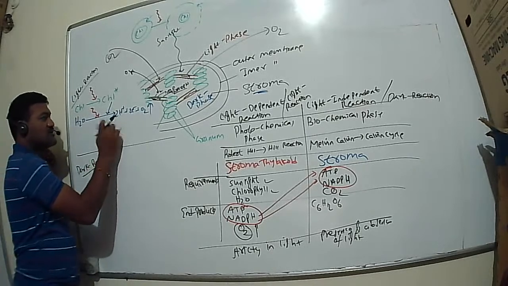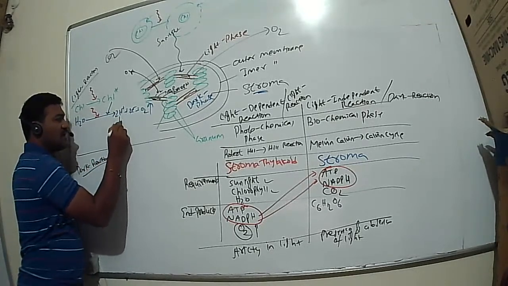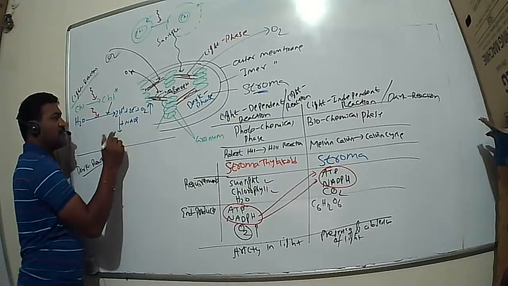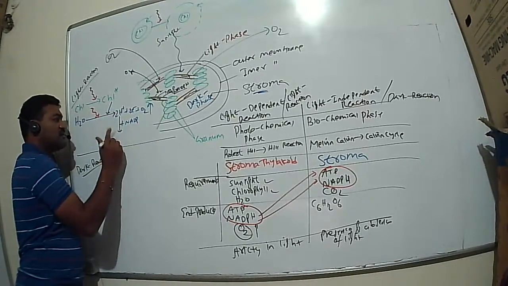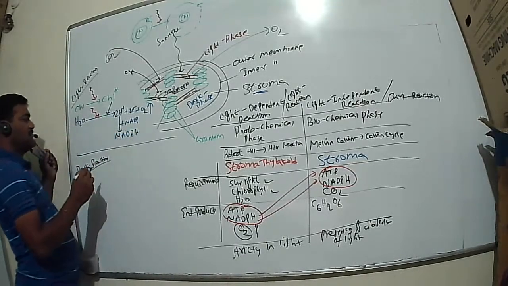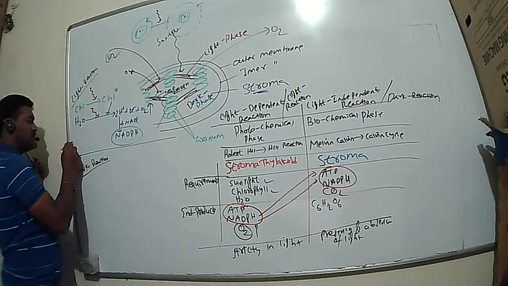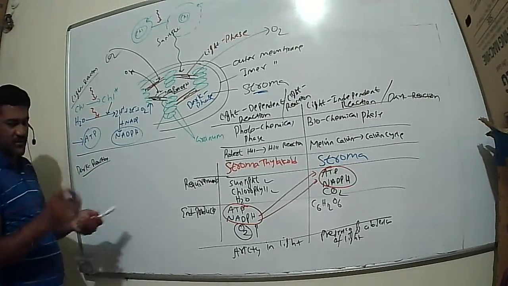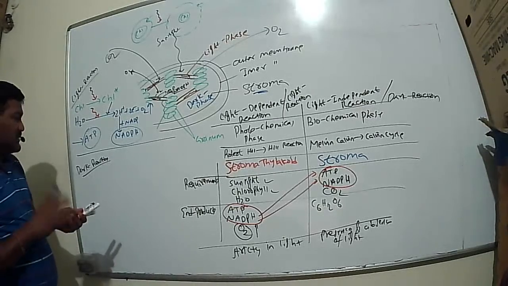What happens to these hydrogens? These hydrogens are accepted by one molecule called NADP. So NADP takes these hydrogens and forms NADPH. This is important. And also in this process, ATP is also formed. Don't ask me how it is formed. That's a big process. Just remember that ATP is also formed.